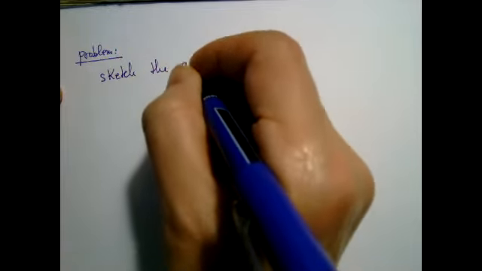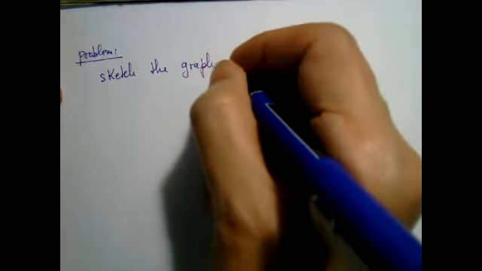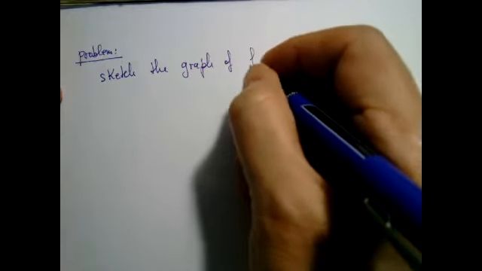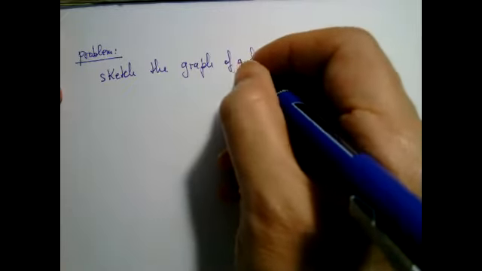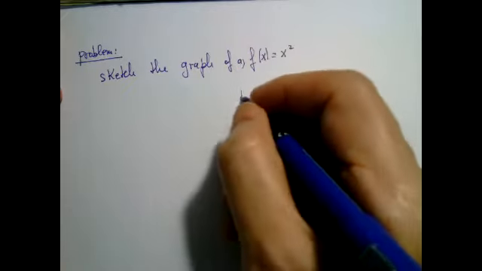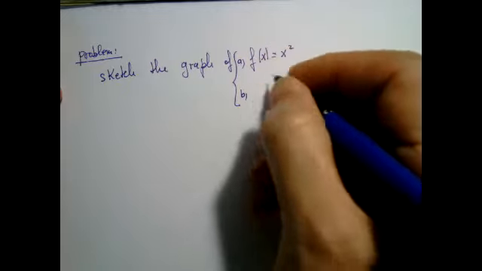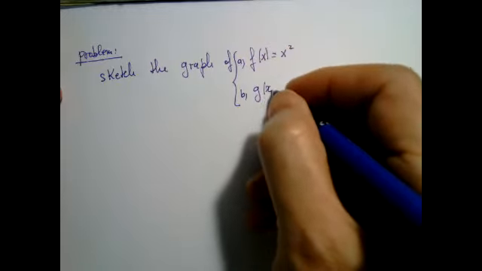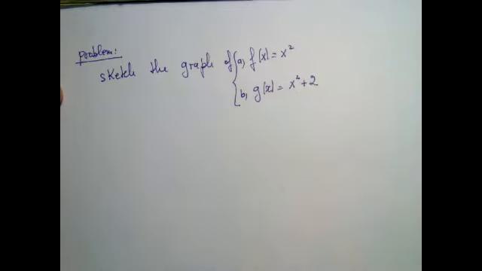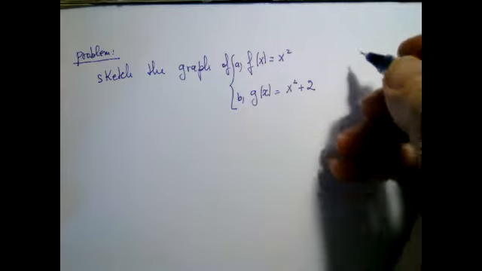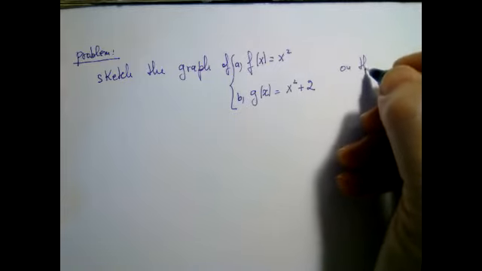Okay. I'm going to sketch the graph of the following two functions. Sketch the graph of f of x equal x squared, A, and B, g of x, that's another one I'm going to add, x squared plus 2. So I want to sketch the graph of those two on the same axis.